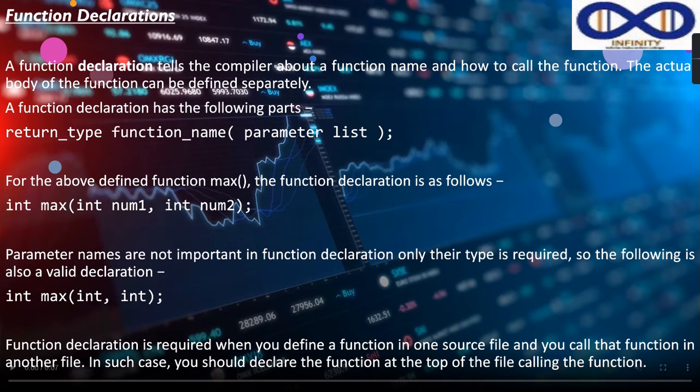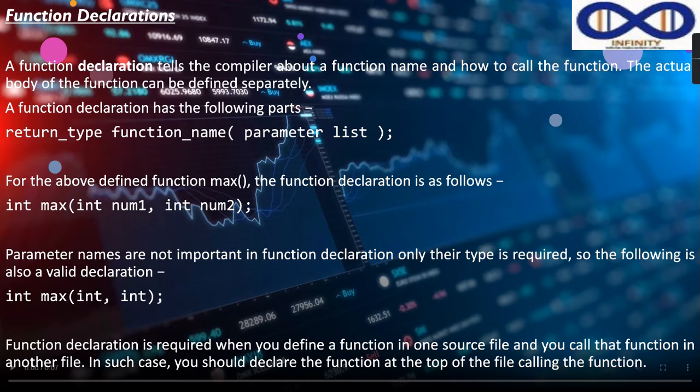The actual body of the function can be defined separately. The function declaration has the following parts: return type, function name, and the parameter list. For the above definition, function maximum max, the declaration is as follows: int max(int num1, int num2). The parameter names are not important in a function declaration. Only their type is required.